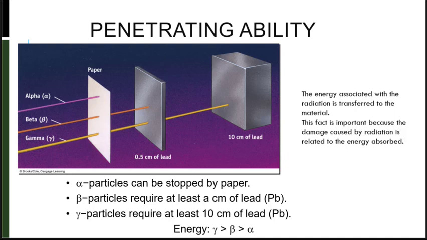To wrap up this first section, let's look at the penetrating ability for the different alpha, beta, and gamma radiation particles. Alpha particles can be stopped by paper. Beta particles require at least a centimeter of lead, and gamma particles require at least 10 centimeters of lead. So if we look at the energy of those 3 radiation particles, gamma is the greatest, and then beta, and then alpha. The penetrating ability of these 3 is the energy associated with the radiation that's transferred to the material. This fact is important because the damage caused by radiation is related to the energy absorbed.